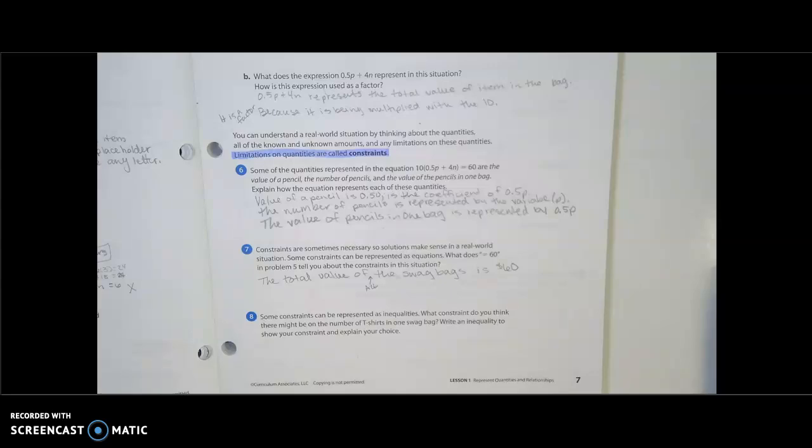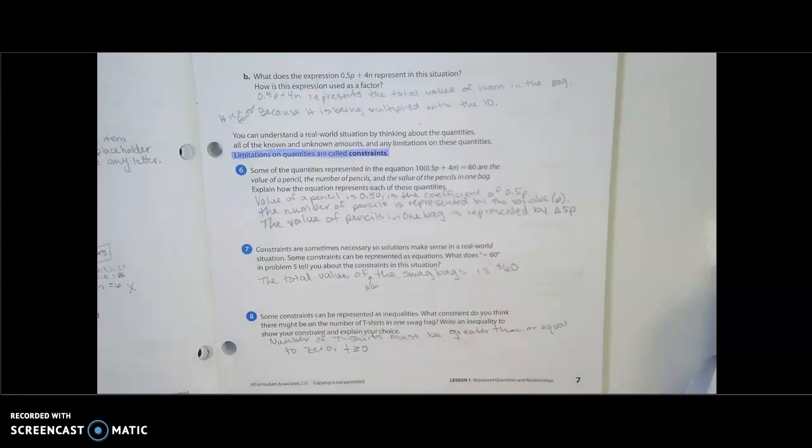All right. Number 8. Some constraints can be represented as inequalities. So that's our less than and our greater than. What constraints do you think there might be on a number of t-shirts in one swag bag? Write an inequality to show your constraints and explain your choice. So, the number of t-shirts must be greater than or equal to 0, right? So if I want to write that, I'm going to make t greater than or equal to 0.